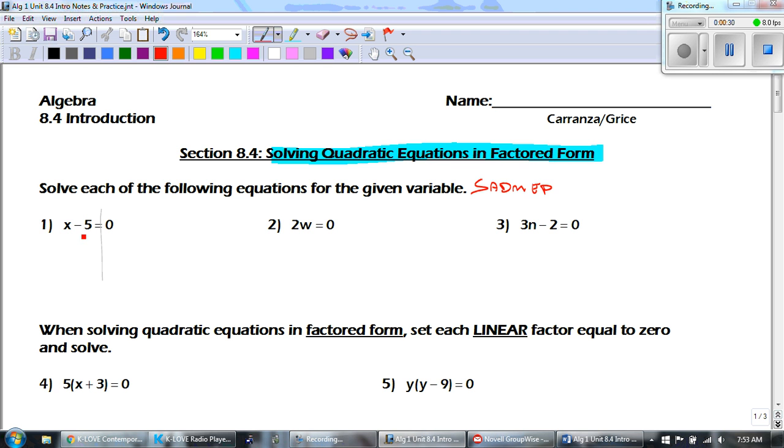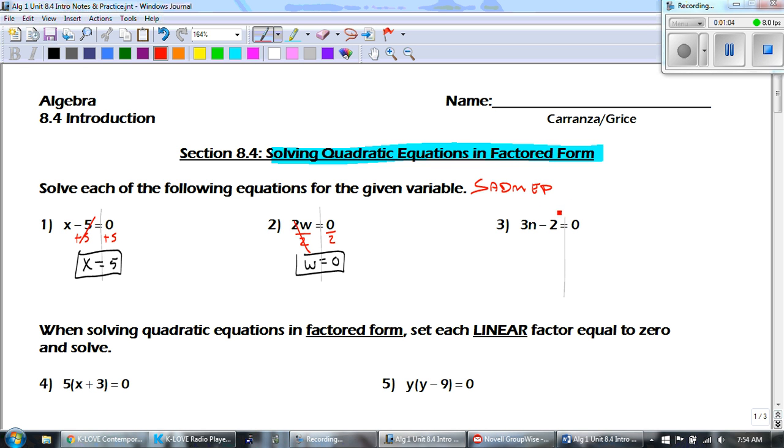So if I have subtraction, the way to cancel subtraction is to add 5 to both sides, and we get that x equals 5. For number 2, I want to get the w by itself. So to get the w by itself, I would divide both sides by 2. 0 divided by 2 is 0. So we've got that x equals 5, that w equals 0.